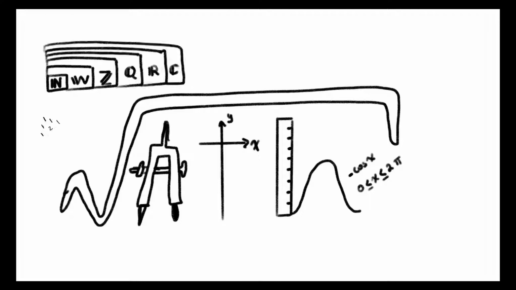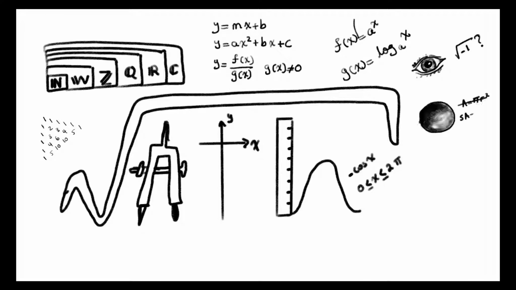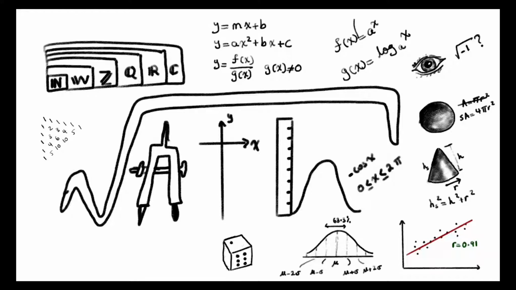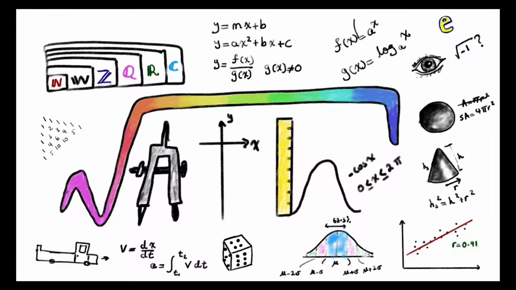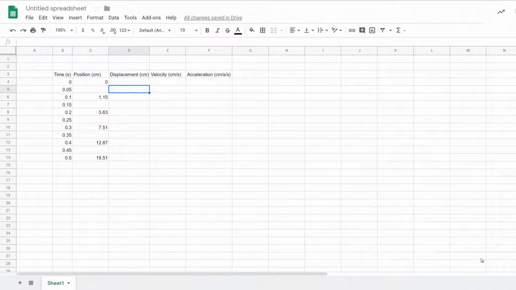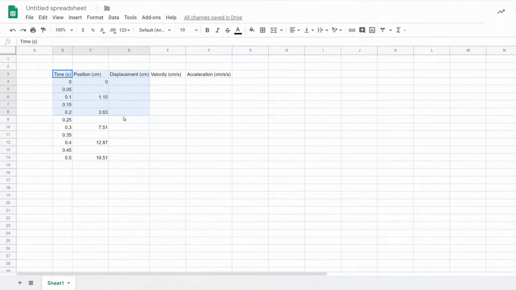Hi folks, the purpose of this video is to give you a quick tutorial on how to use Google Spreadsheet to do some basic analysis on a position time graph. These are some of the data that was collected by my students, and what they've done is they've rolled down a cart on a ramp and they've recorded the position of the cart every 0.1 seconds.